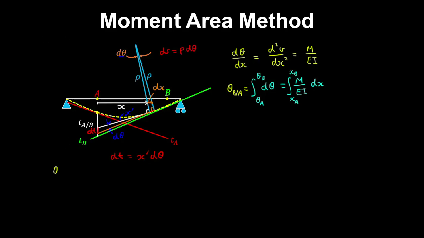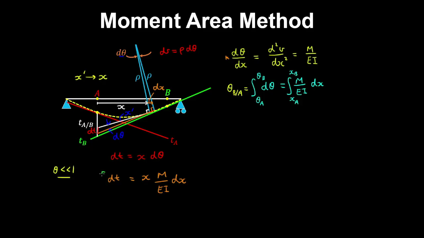Now for a small angle approximation, the deflection is much smaller and the rotations of the beam are much less than 1. So for that special case, x dash approaches the length x. So therefore we end up with the following expression. And we already saw that d theta is M on EI dx, and that's equal to dt.